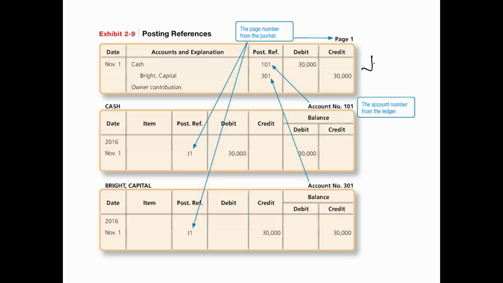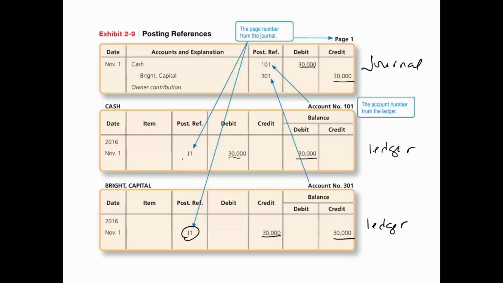So here's the journal part, and then here's the ledger for cash, and here's the ledger for the capital account. And so I took this 30,000 debit and I put it in the debit column, and so there's my new balance. I took this 30,000 credit and I put that in the credit column of the capital account, and my new balance over here is on the credit side of 31,000.